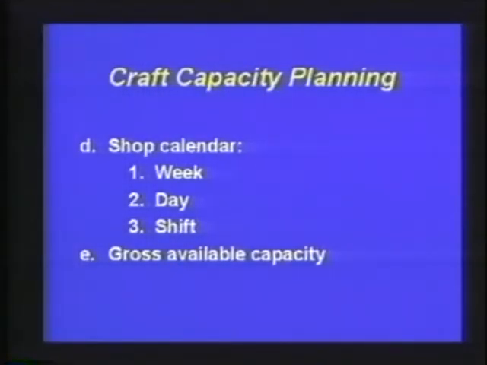Then items E, F, and G actually pertain to the development of the formula, which we're going to look at in a moment, for craft capacity planning. E is the gross available capacity, which addresses the time that that individual is actually on the payroll, not on the job, but on the payroll.